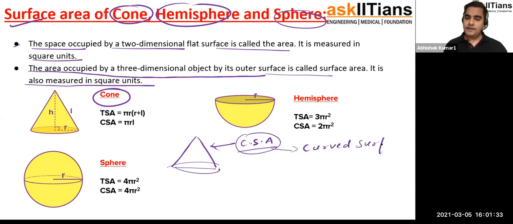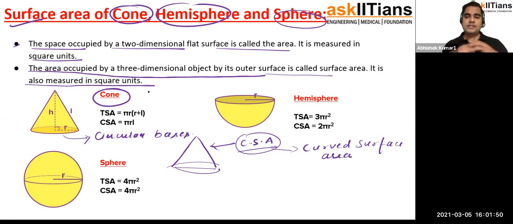Understood? And apart from that, there is a circular base here as well, if you pay attention. That circular base also covers some area. And we all know the formula for the area of a circle. So there are 2 types of areas that we are going to consider as far as cone is concerned. The very first is going to be the curved surface area.